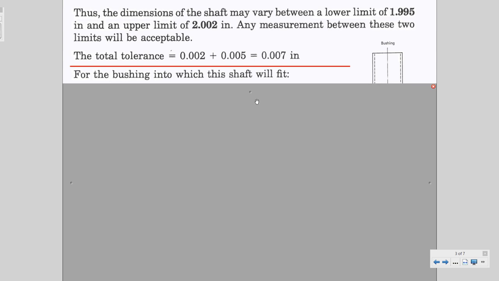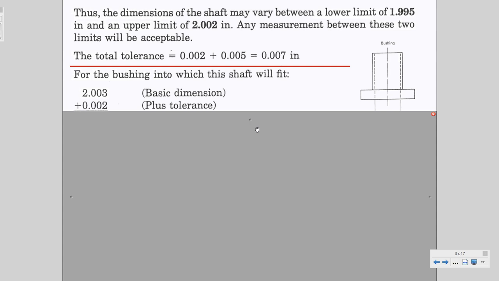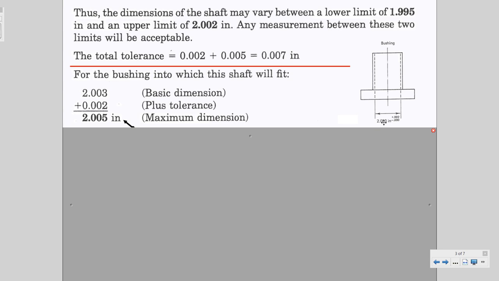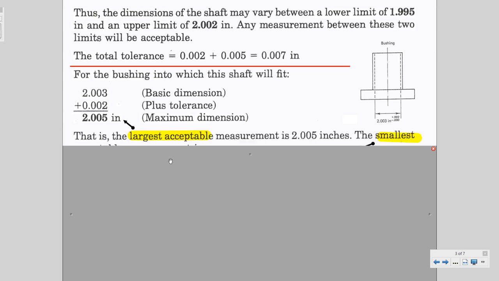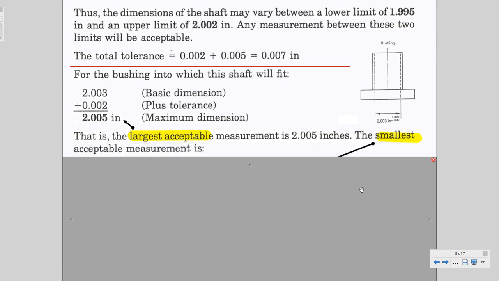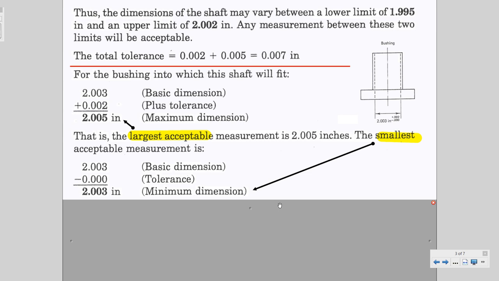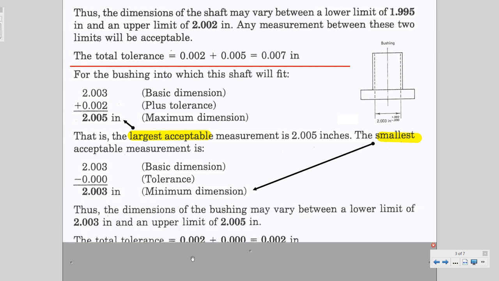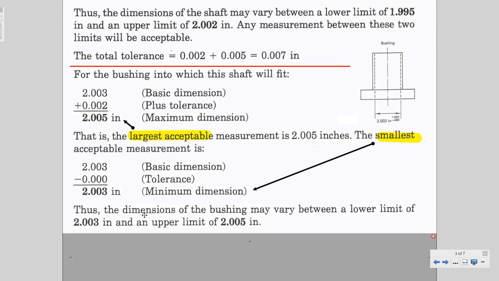So then if we want to find the bushing that will fit the shaft, we take a 2.003, that's the basic dimension. Oh, here's the bushing right there. So this bushing is 2.003 inches and it has a plus 0.002 positive, so we're going to add that, and it tells us our maximum dimension, and that's the largest. The smallest, as you will see, has 0 for its minus, so we don't have to subtract 0, but if you did, you get 2.003 inches as its minimum dimension. Basically, that tells you that the bushing can vary between a lower limit of 2.003 inches and an upper limit of 2.005 inches.